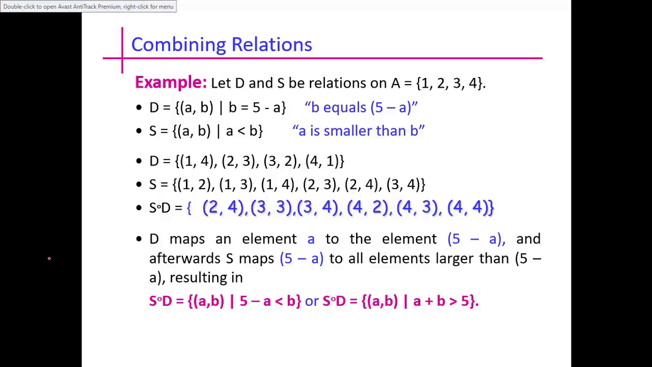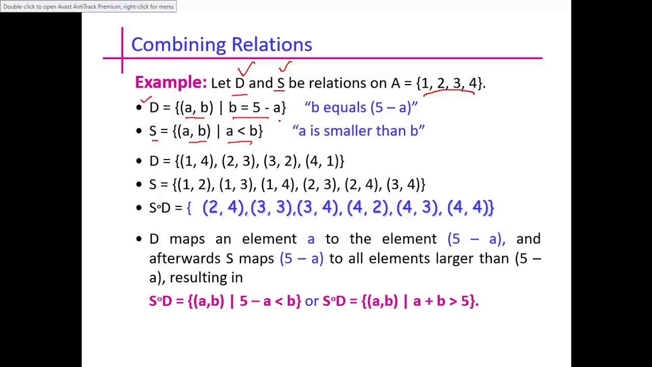So in the first example, we see that we have a relation D and a relation S on a set A, which is {1, 2, 3, 4}. So (a, b) are related in D such that b is equal to 5 minus a, and in S two elements are related whenever a is less than b.